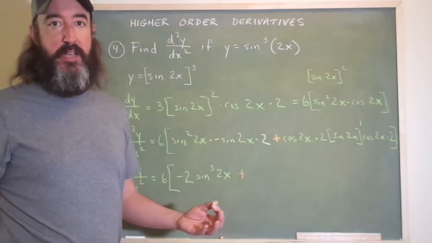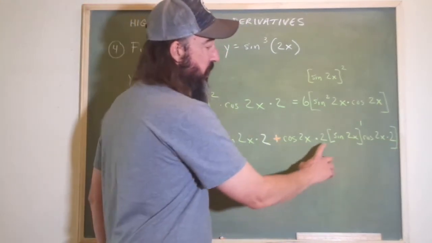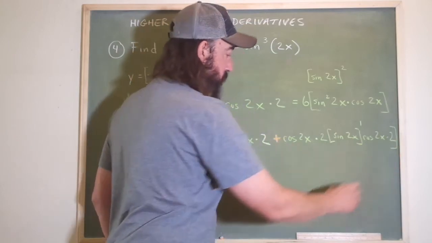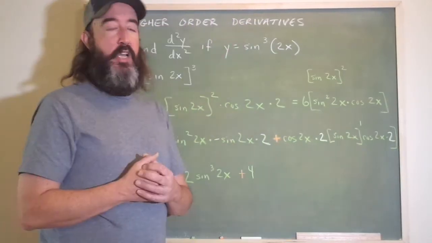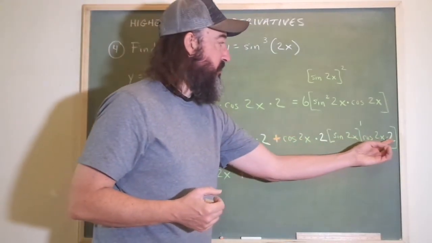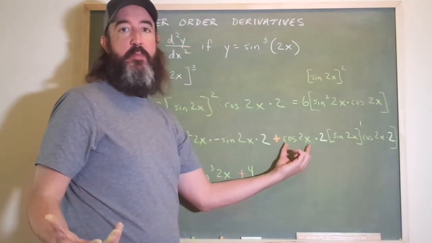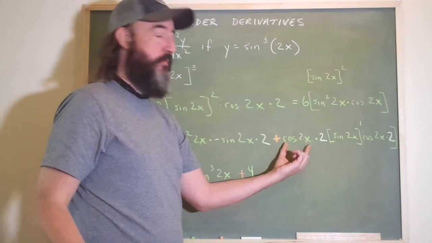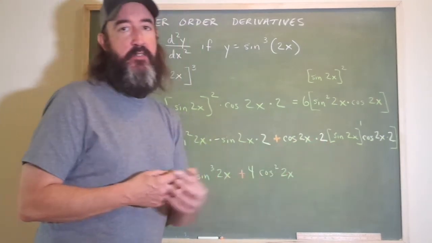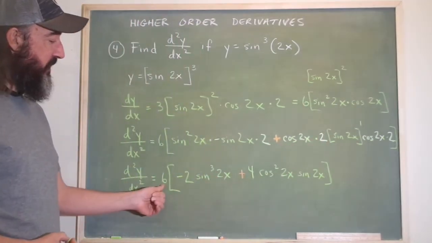I see they're all positive, and the coefficients I see are 2 and another 2. So of course 2 times 2 is 4. I've accounted for this 2 and this 2. I have a cosine 2x and another cosine 2x. That would be cosine squared 2x. And finally, I have a sine of 2x. I already have a 6 factored out.